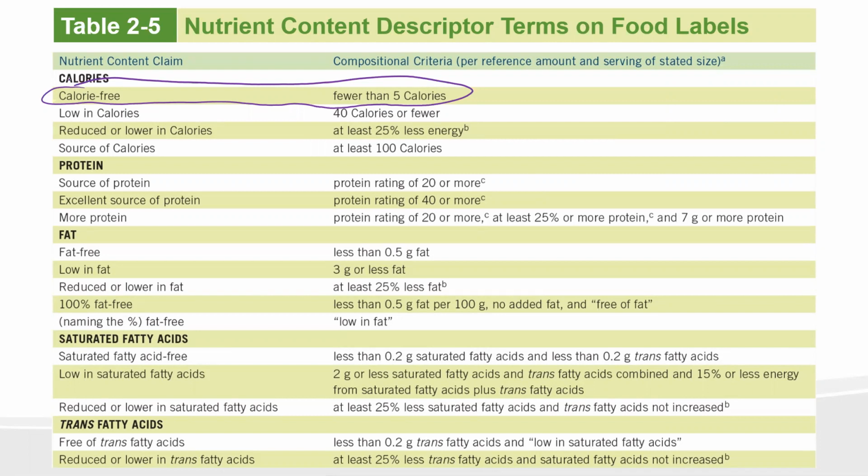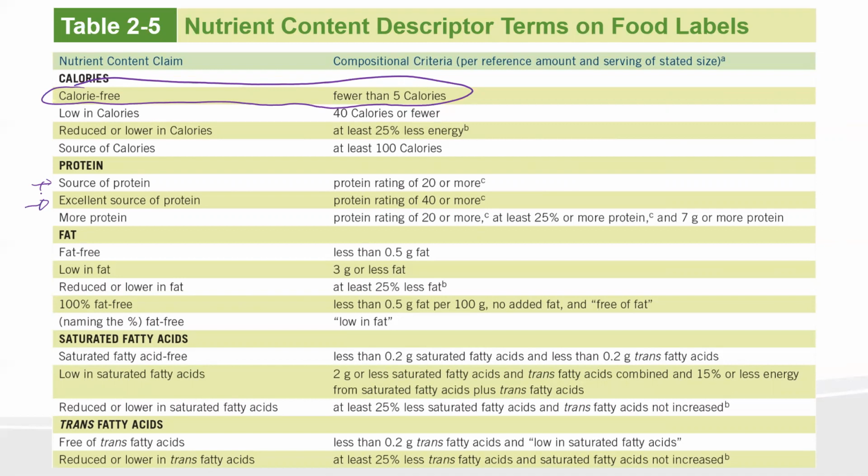Source of protein versus excellent source of protein. You can see that has to do with a protein rating of 20 or more. I guess I have to look up what that was. When I initially read that, I had read 20 grams. There's probably a footnote I have cut off on the slide, so I have to look that one up and see what that is. But you can see all the different descriptors. If you're ever wondering what those things mean, you can come back to this table. Fat-free versus low in fat or 100% fat-free, you can see there are actually different definitions around those things, right?